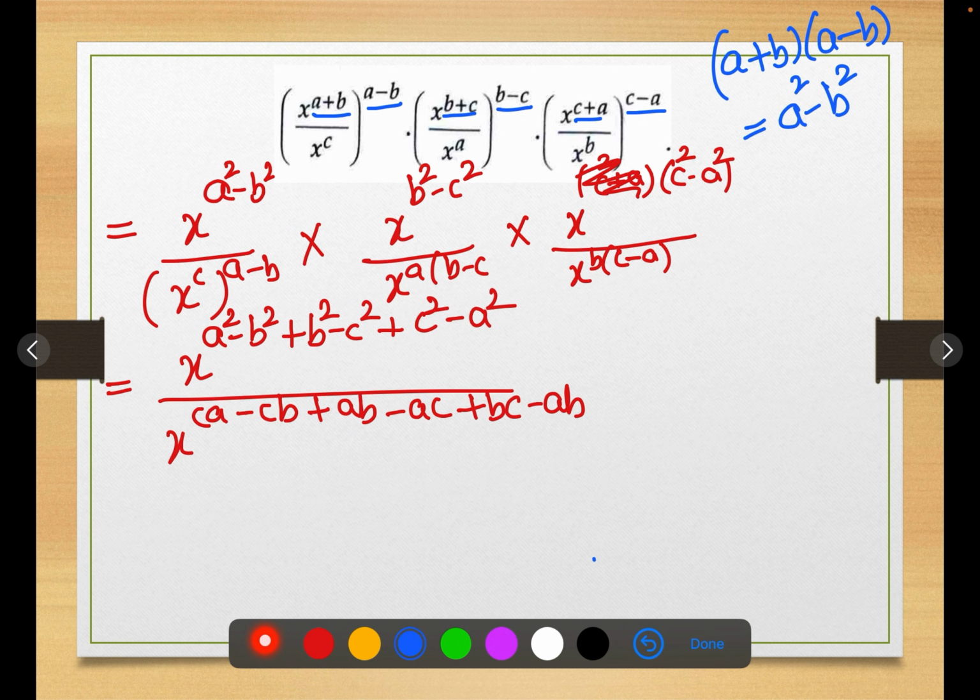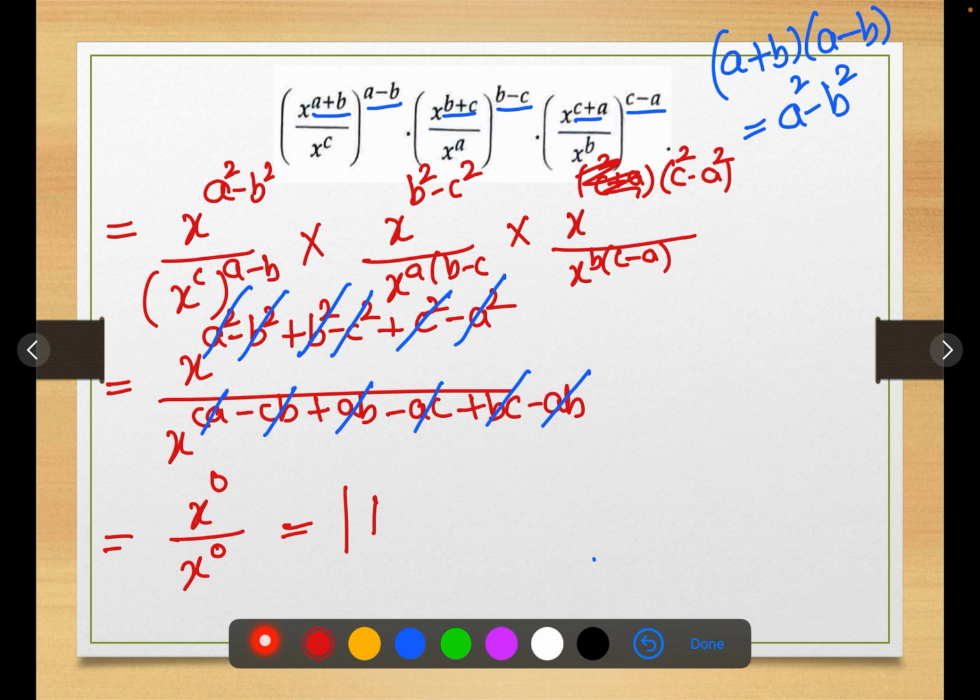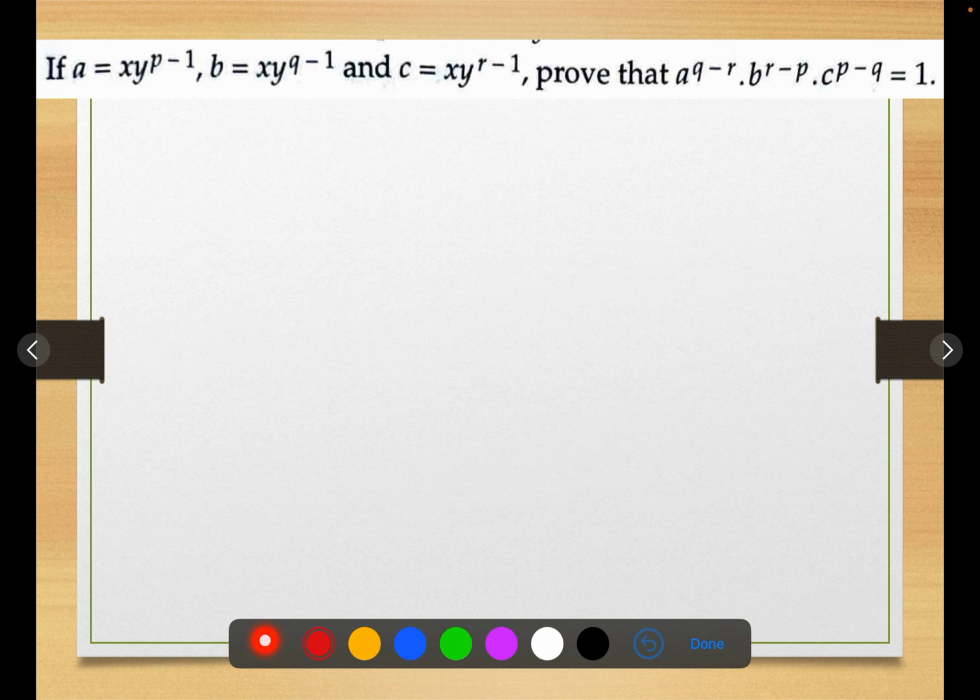So what do I get? Here plus minus, plus minus, plus minus. Here plus ca, can you see? Yes. Minus bc plus ab minus, what is left over now? Nothing. Here also, so I get 1 as my final answer. Such a complex question turns to simple number 1. I hope the question is clear. So let's start with the next question now.